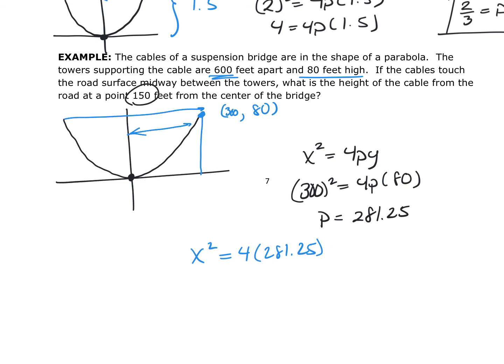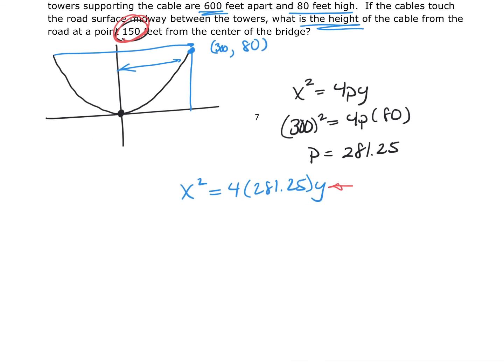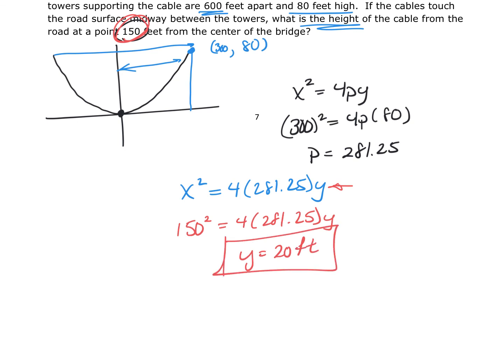Now let's go back and see what they want me to do. They want to know what is the height. So they want to find this y when x is 150. So I have 150 squared is equal to 4 multiplied by 281.25 multiplied by y. Now all I have to do is multiply 4 and 281.25 and then divide it into 150 squared, and I'll have my answer. And I get y to be 20 feet. And that's it for this section.